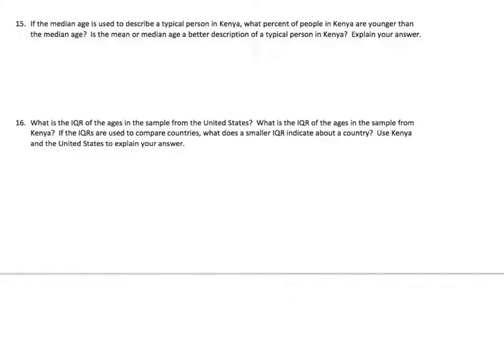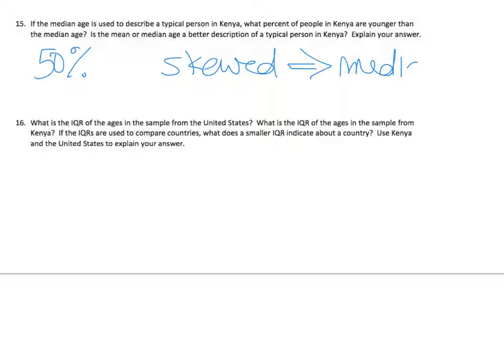If the median age is used to describe a typical person in Kenya, what percent of people in Kenya are younger than the median age? Well, median is the half, so you would say about 50% are younger than the median age. Is the mean or median age a better description of a typical person in Kenya? Explain your answer. The median is a really good indicator of the typical age because the distribution is skewed. Whenever the distribution is skewed, we shoot for the median.